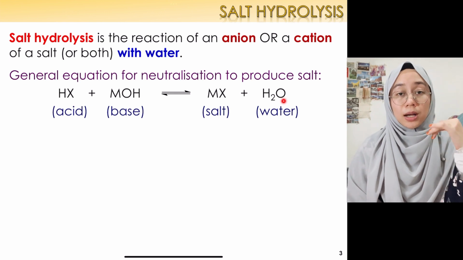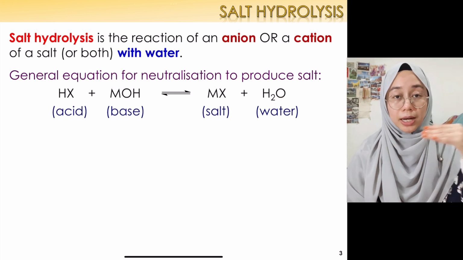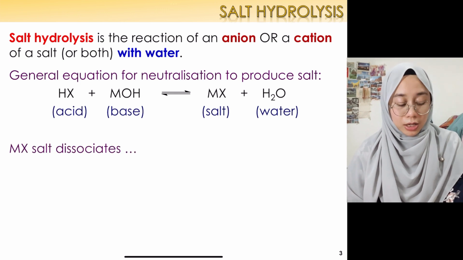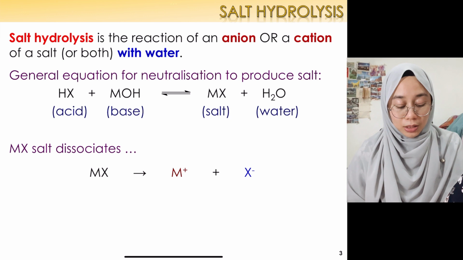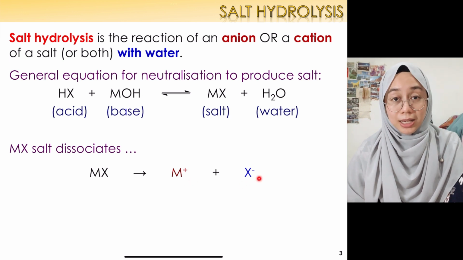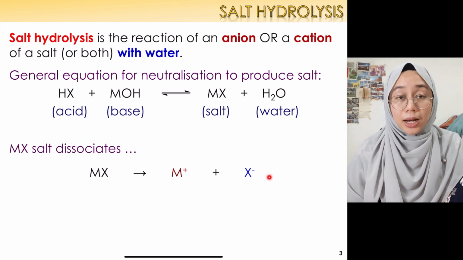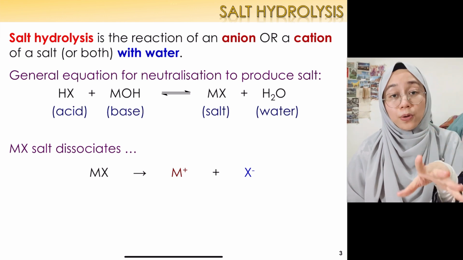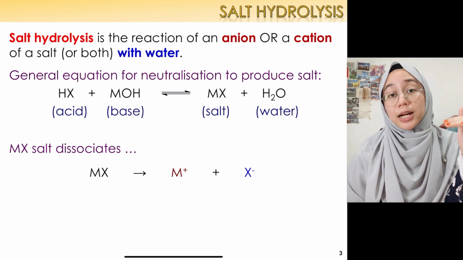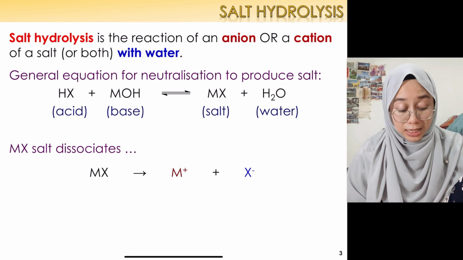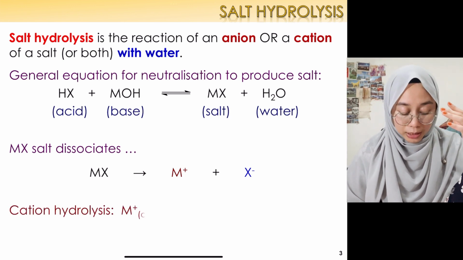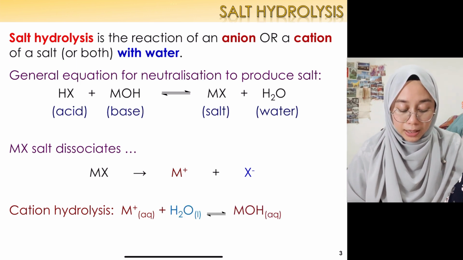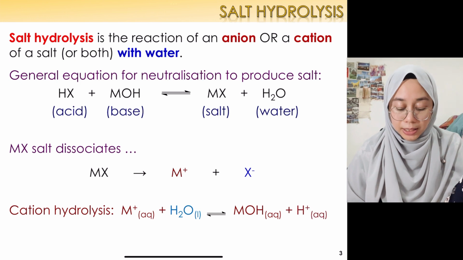So apa yang berlaku adalah bila salt kita masukkan dalam water, dia akan fully dissociate. Okay, so bila dia dissociate, so kita akan dapat cation dengan anion dan so kita ada M plus dengan X minus kat sini. So kita punya anion dengan cation ni lah yang akan react with water pula. So itu adalah yang dikatakan sebagai salt hydrolysis. Okay, so cation hydrolysis bermaksud dia cation kita reactkan dengan water. Okay, so bila kita reactkan dengan water, so apa yang kita akan dapat adalah MOH plus H plus.